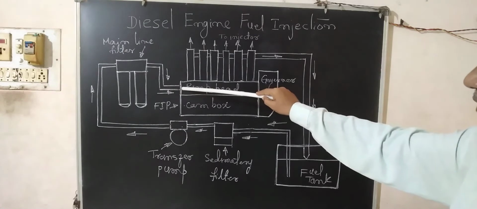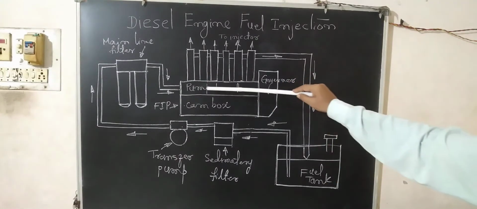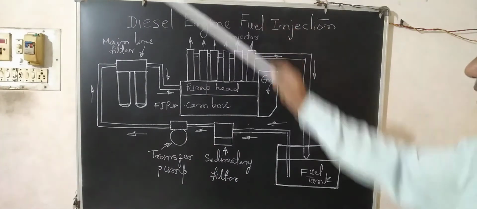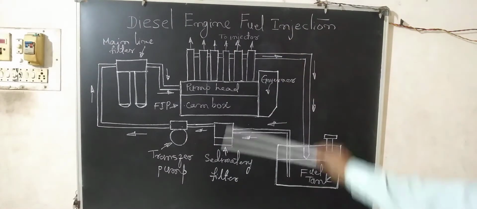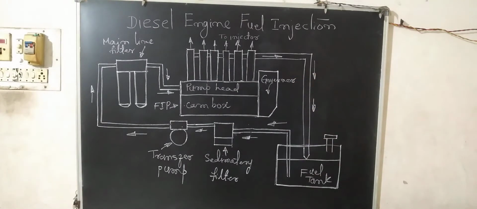The diesel is pumped in that. From here there are 6 elements in this. Those elements will be pumping the diesel into the injector. So the elements are the fuel injection pump. The basic fuel injection components are inside.